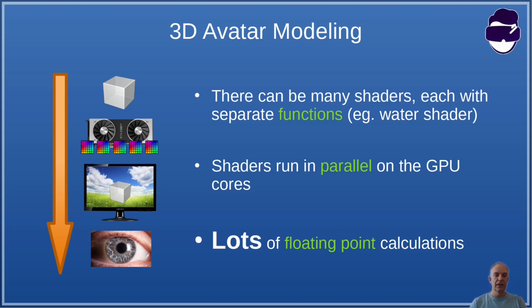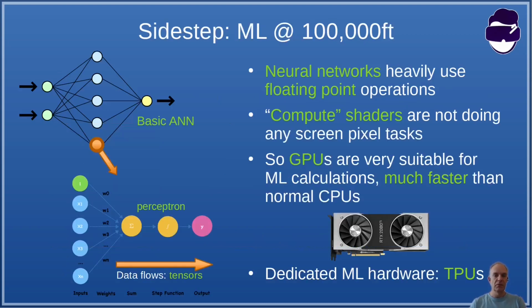So now let's take a little bit of a sidestep. What have GPUs to do with machine learning and AI? Let's look at AI at a 100,000 feet level.